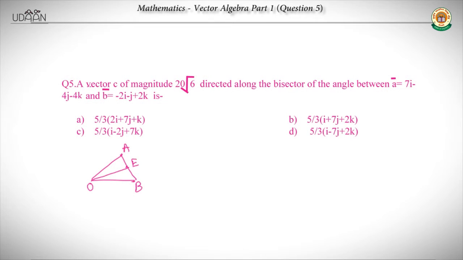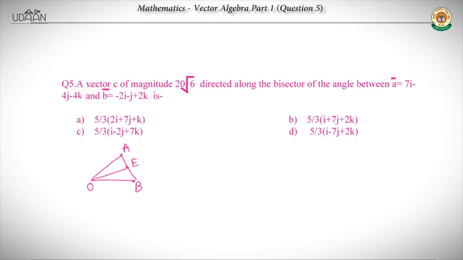So we'll look at problem 5 now. It says a vector c of magnitude 20 root 6 directed along the bisector of the angle between a vector, which is given to be 7i minus 4j minus 4k, and b vector, which is minus 2i minus j plus 2k, is what? So here we are given two vectors and we are told that vector c is along the angle bisector and we are given its magnitude.